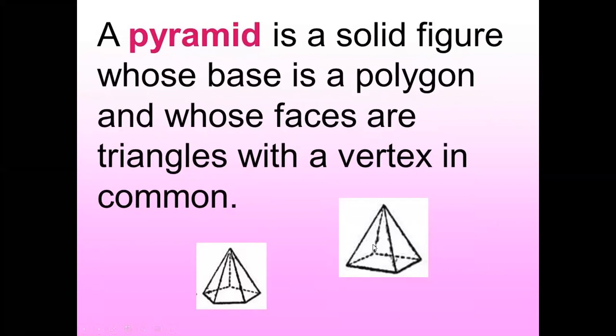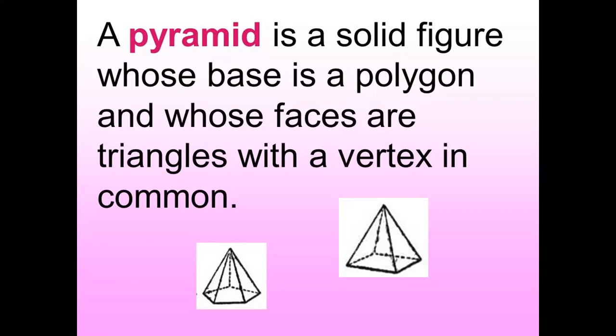So in the prism, we have two parallel bases. And in the pyramid, we have only one base. In the prism, the other faces are rectangles. In the pyramid, the other faces are triangles.